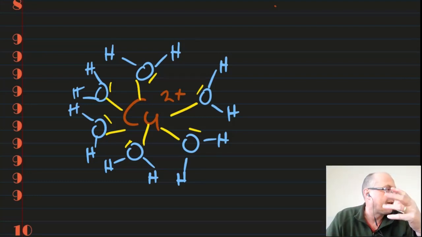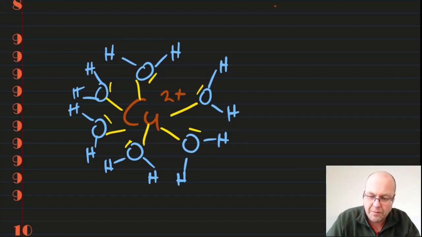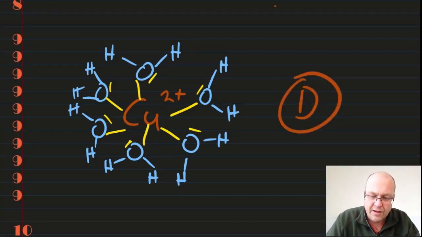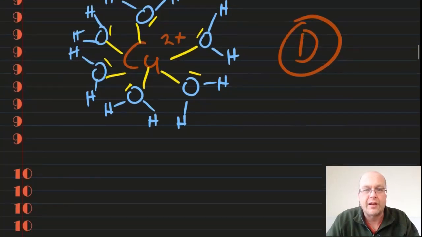So 9A, the oxidation state, yeah, copper 1, copper 2, so that's important. The number of ligands, yep, that's important. The identity, yeah, so the last one, it's 9D, the isotope of the metal. Doesn't make any difference. Adding a neutron or two doesn't mess with the electrons and stuff.